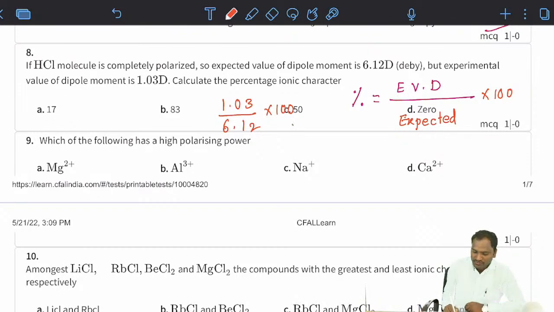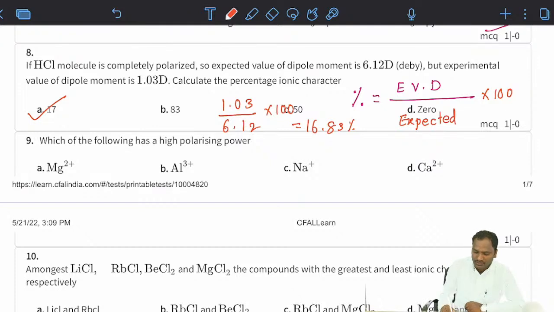So around 16.83% you will get, which is close to 17. Option is A. Experimental means the value they get after doing the experiment. Theoretical we will calculate. Both they will give in exam.